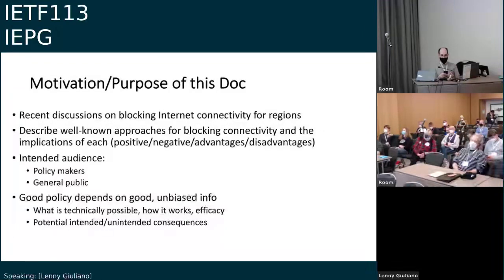All right, we got that out of the way. Now for some of the fun. So the first question is, a little bit of background and motivation on why we wrote this draft. In light of recent geopolitical events, there has been discussions in various circles, both technically and non-technically, politically, on the concept of blocking internet connectivity for a region. Kind of the internet version of economic sanctions or connectivity sanctions. So what we wanted to do is to describe, well, what would that look like? What would be some of the ways in which this kind of blocking could be accomplished? And what are the implications?